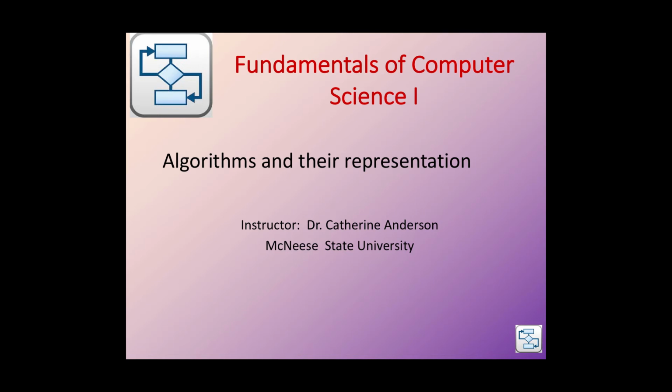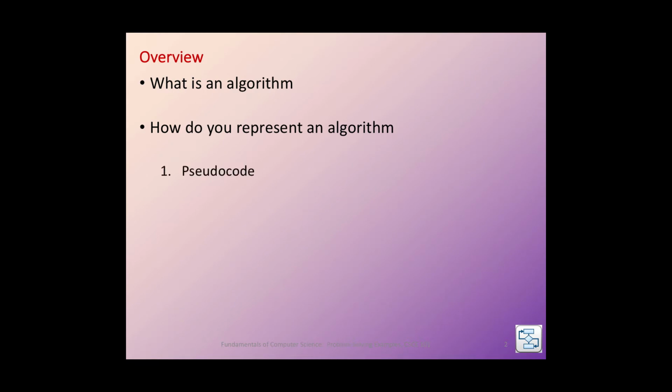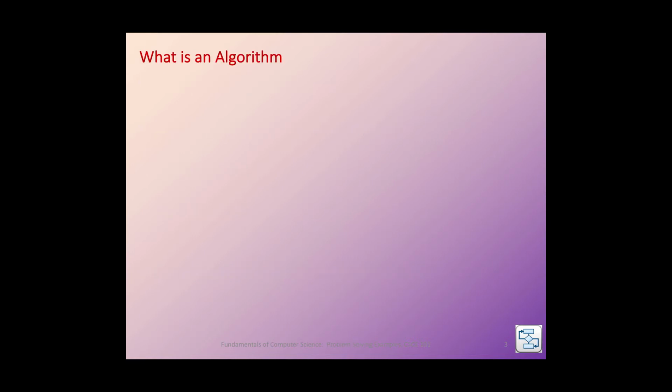This is the lecture over algorithms and their representation. In this lecture, we're going to be talking about what an algorithm is and how to represent these algorithms. And we're going to show two generalized forms. The first one is representing an algorithm in pseudocode, and the second one is using flowcharts. And then we're going to show how the pseudocode and the flowcharts can actually relate to each other.